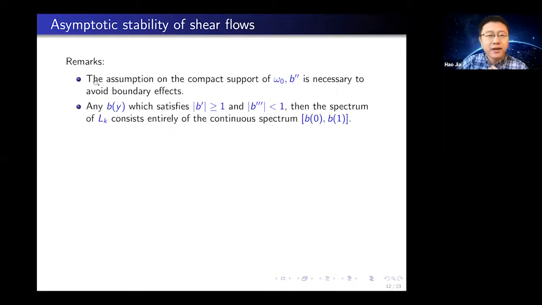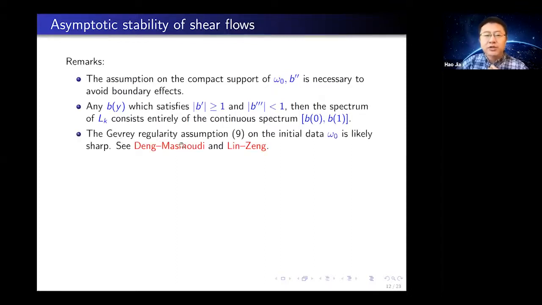So we have a condition in addition to the background flow B_y being linear near the boundary: we also assume that there are no discrete eigenvalues for the linearized flow. There are many such flows, but one particular case would be when you impose some sort of bound on the third derivative. In that case, you will not have any discrete eigenvalue.